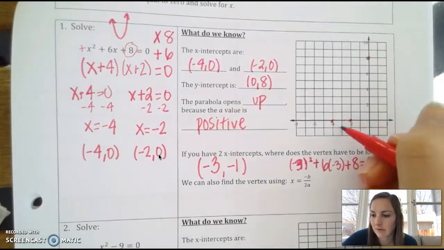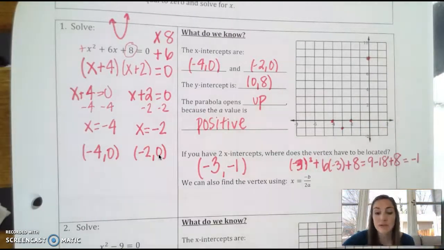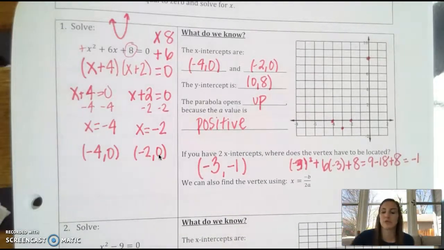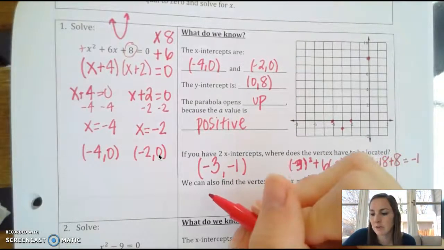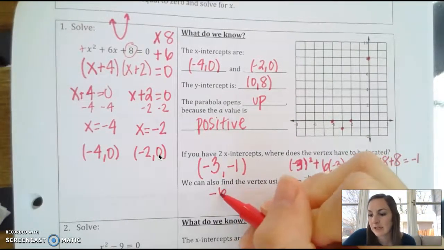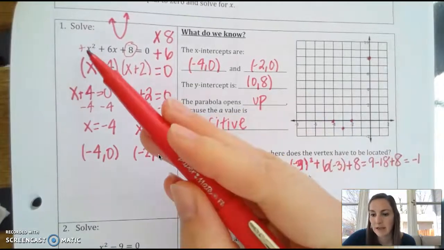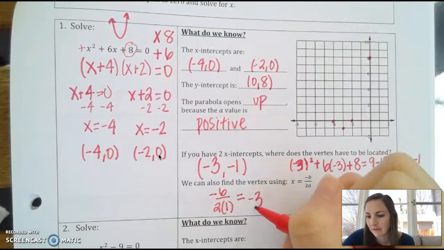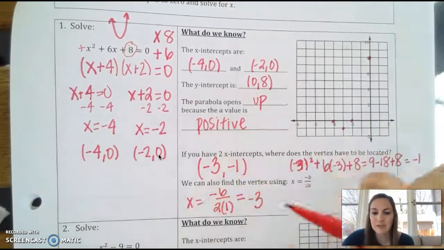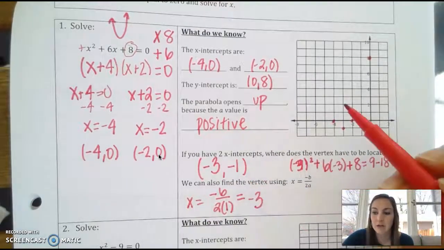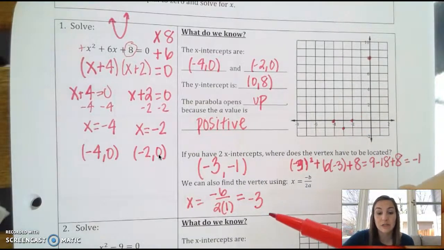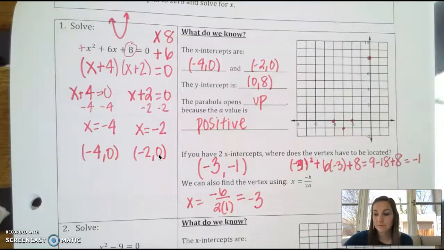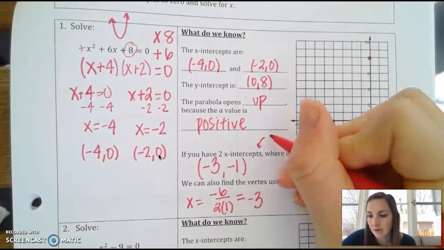So I can go -3, -1. I could have also done this using -b over 2a. Some of us are going to like using the formula. Some of us can visualize, okay, what's halfway between these 2 points. But if I use -b over 2a, it would be -6 over 2. My a value is 1. So -6 divided by 2 is -3. So I would get the same value for x, whether I used my graph or if I used the -b over 2a. So this here, it's always in the middle.